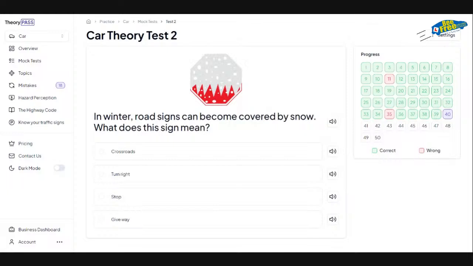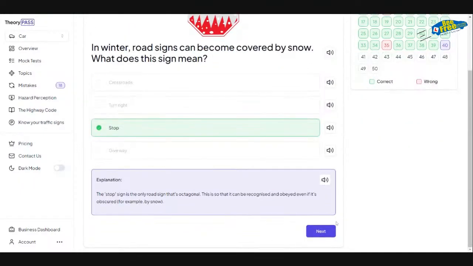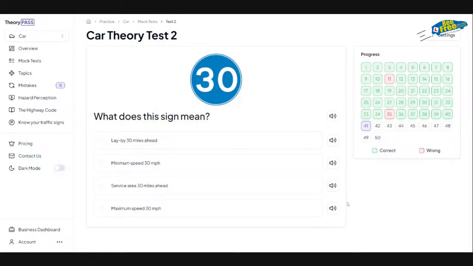Oh, okay. In winter, road signs can become covered by snow. What does this sign mean? So, right, I think we know that because I've just told you. What does this sign mean? Okay. Lay-by 30 miles ahead. Minimum speed 30 miles per hour. Service area 30 miles ahead. Maximum speed 30 miles per hour.